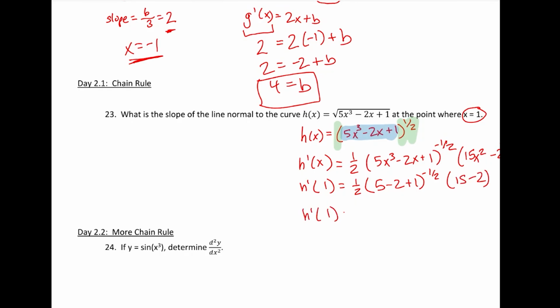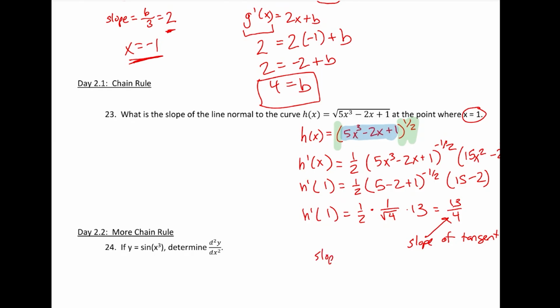We can simplify that a little bit here. 1/2 times, and here we've got 5 minus 2, that's 3 plus 1 is 4. So that's times 1 over the square root of 4. And that's how I'm dealing with that -1/2 power. It's 1 over the square root of whatever's inside the parentheses. Times 13. So we have 1/2 times 1/2 times 13. That's going to be 13/4. Now this right here, that's the slope of the tangent line.